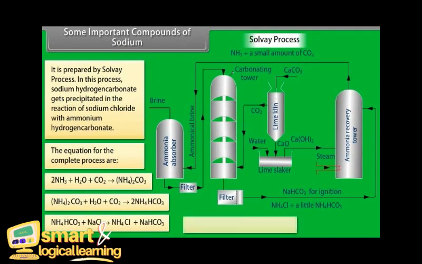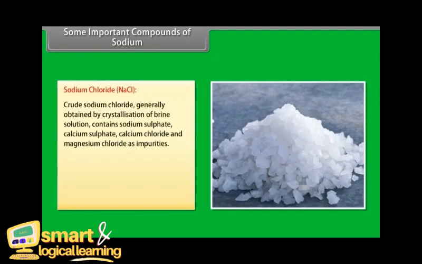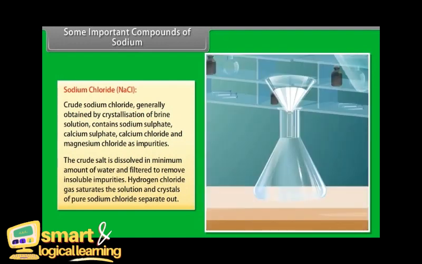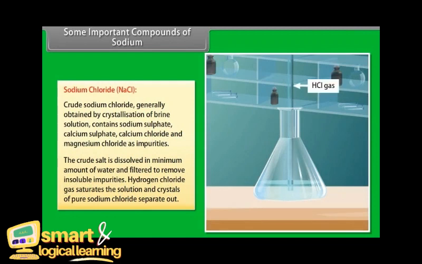Sodium chloride. Crude sodium chloride, generally obtained by crystallization of brine solution, contains sodium sulfate, calcium chloride, and magnesium chloride as impurities. The crude salt is dissolved in a minimum amount of water and filtered to remove insoluble impurities. Hydrogen chloride gas saturates the solution and crystals of pure sodium chloride separate out.